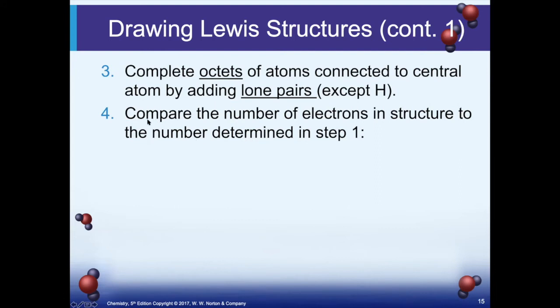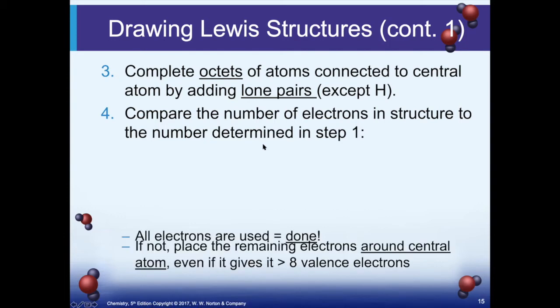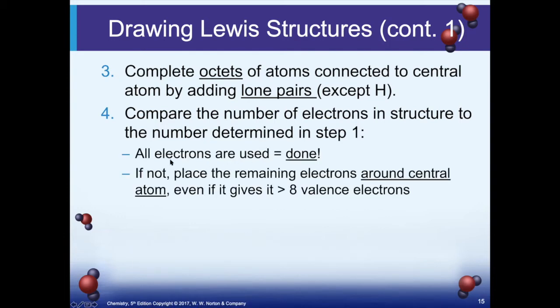Okay, so then you've reduced the number of valence electrons by doing steps 2 and 3, making the bonds and then completing the octets with lone pairs. So then you just compare that number with the number of valence electrons you figured out in step 1. That can lead to 2 possibilities. First of all, if you've used up all of the electrons that you figured out in step 1, you're done. But if you still have some electrons left over to put somewhere, then the place that you put them is on the central atom.